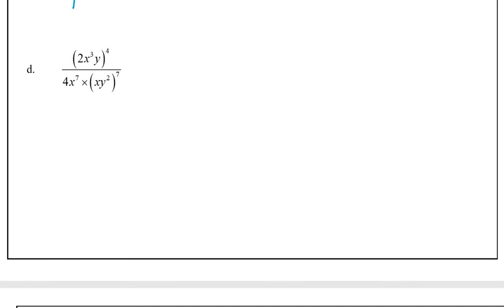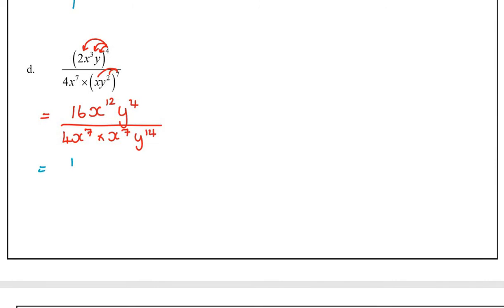Okay, now we get to something which is a little bit more chunky. Don't forget to go step by step. First thing, deal with your brackets. So I'm going to distribute my exponent of 4. I get 2 to the power of 4, which is 16. When I raise a power to another power, I multiply, and then y to the power of 4. So I've dealt with my bracket on top. On the bottom, I've also got a bracket, and I'm going to have to distribute. So it's x to the power of 7, and then when you raise a power to another power, you multiply. So that was our first step. Our first step was to deal with the brackets.